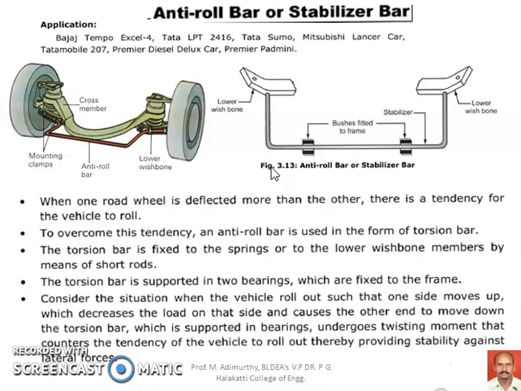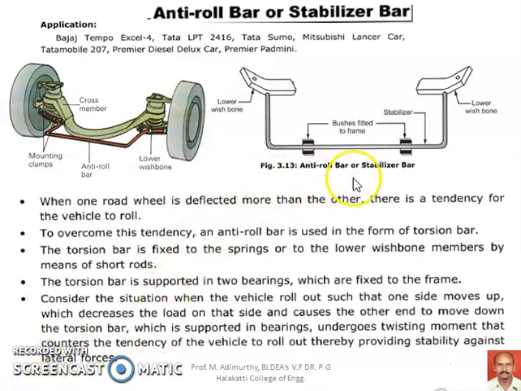To avoid this kind of situation, a special device is provided as a part of the suspension system, and that is nothing but the anti-roll bar or the stabilizer bar, as it improves the stability of the vehicle and avoids the rolling of a vehicle during cornering or due to road irregularities. It is named as anti-roll bar or stabilizer bar.